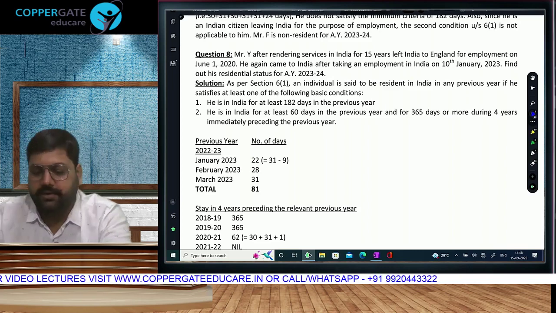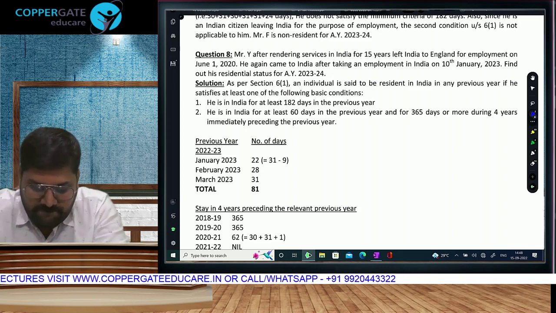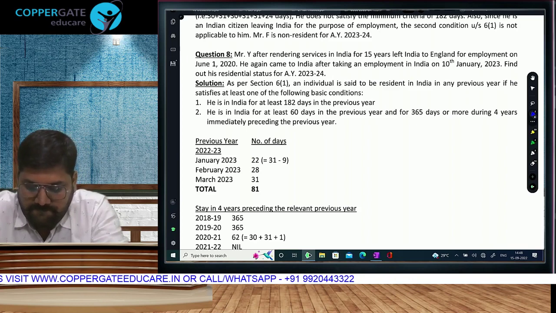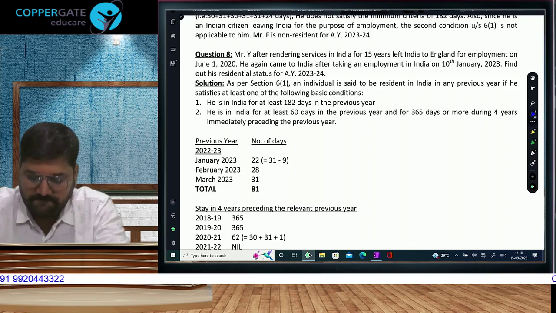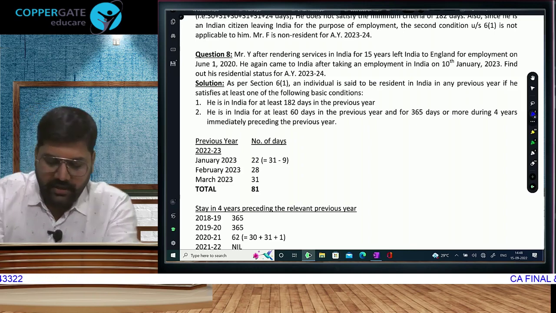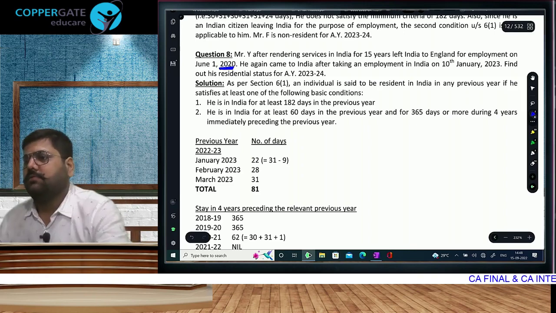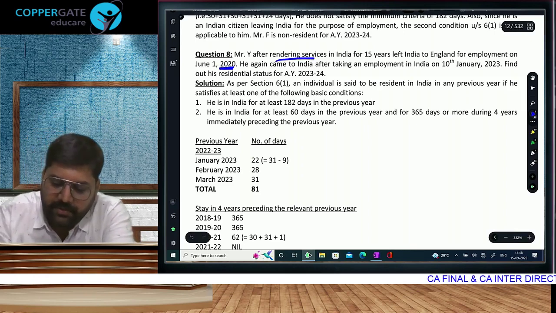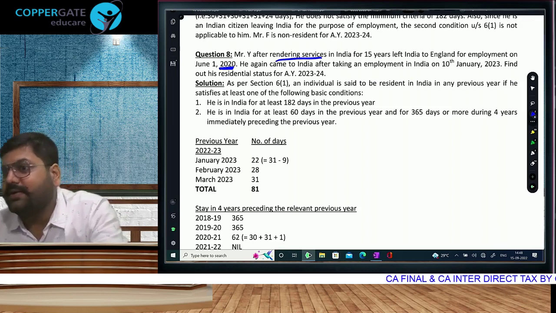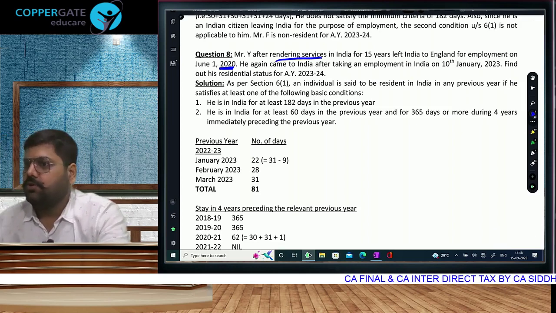Question number 8. Mr. Y, after rendering services in India for 15 years, left India to England for employment on June 1st, 2020. He again came to India after taking an employment in India on 10 January 2023. Find out his residential status for assessment year 2023-24. Now look carefully. He had left India in 2021. At that time, he had gone for the purpose of employment. So at that time, 63-65 was not available.